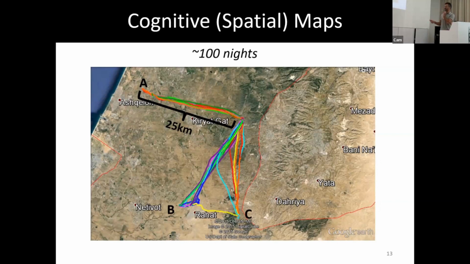So this is a bat that we've tracked for many, many nights. And as you can see, it flew over 100 nights. Each night has a different color.